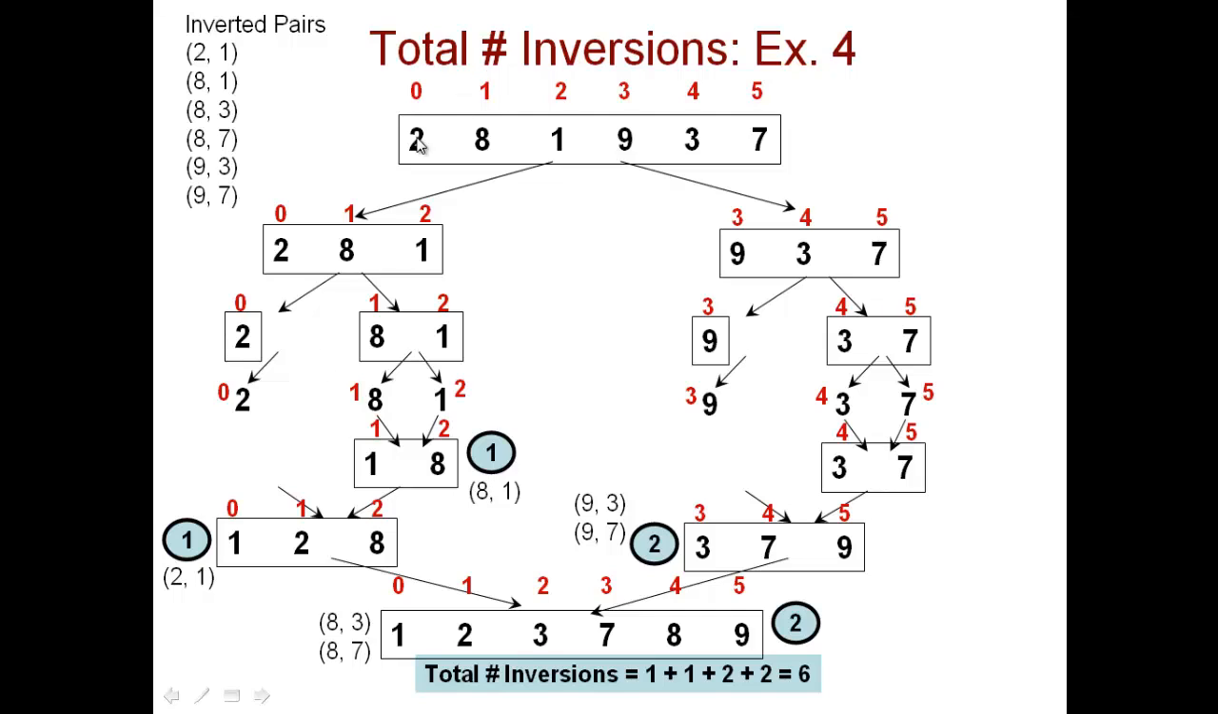So let us say you are given this array 2 8 1 9 3 7 and you want to go through the process of merge sort and also count the number of inversions. So you split it into two subarrays, 2 8 1 and 9 3 7. You see here this is a case of an odd size array of size greater than 1. So you have 3 elements here.